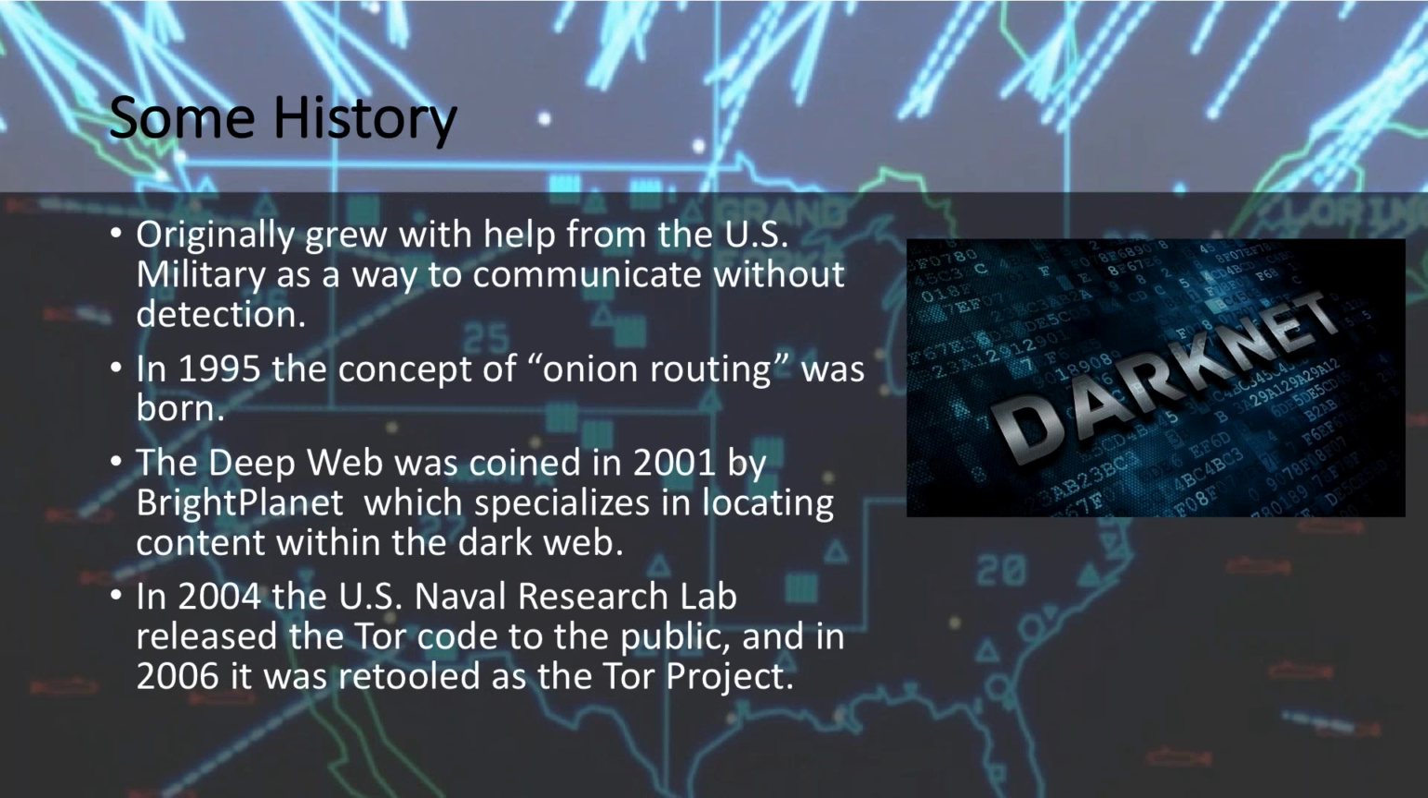So some history about Tor. It originally grew from the U.S. military as a way to communicate without detection. We actually had spies overseas, and they wanted to be able to communicate with their spies without anyone sniffing the network or tracking those network communications. So they built this tool to make that happen. In 1995, the wording of onion routing was born, and that idea of hopping between multiple nodes without anyone knowing the entire path was created.